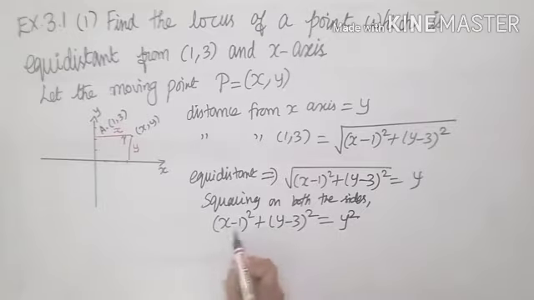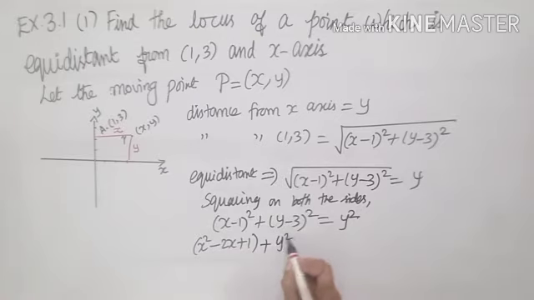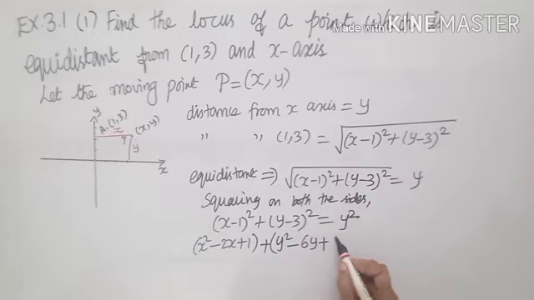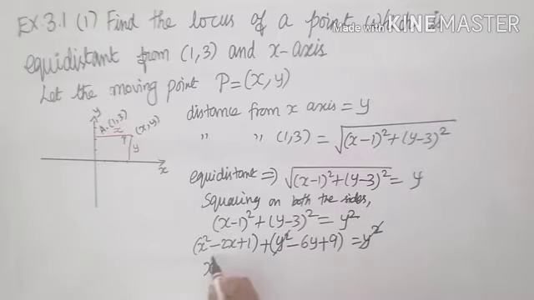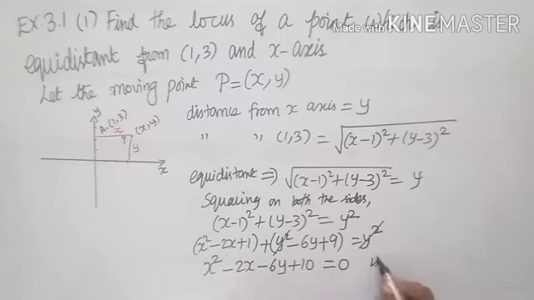square. This is (a minus b) the whole square, expanding: x square minus 2x plus 1, a square minus 2ab plus b square. Similarly, this is y square minus 2 into y into 3 plus 3 square, which is equal to y square. Cancelling y square and y square, simplifying this answer: x square minus 2x minus 6y, 1 plus 9 together it is 10, which is equal to 0, and this is the required locus.